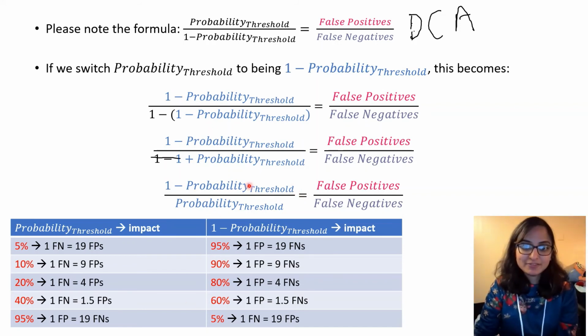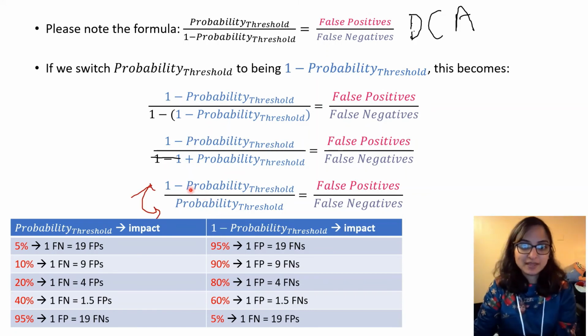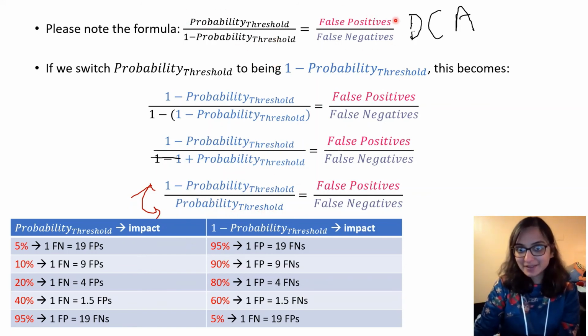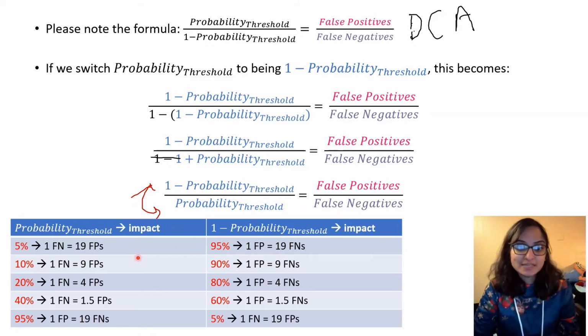So 1 minus probability threshold divided by probability threshold equals false positives divided by false negatives, which is like the flipped-over version of what this is. Probability threshold over 1 minus probability threshold equals this. Instead, it's like a flip-around fraction. So now we have 1 minus probability threshold on top and probability threshold on the bottom, and the same thing on the right stays the same. So it's just that the interpretation is flipped. Basically, for probability threshold and 1 minus the probability threshold, the impact is just the opposite.